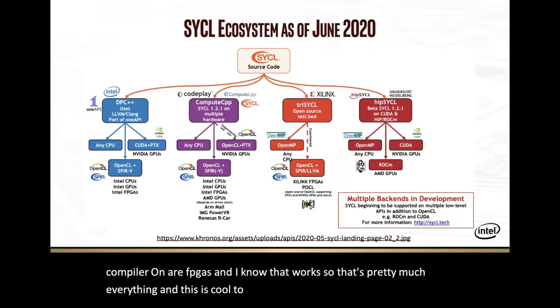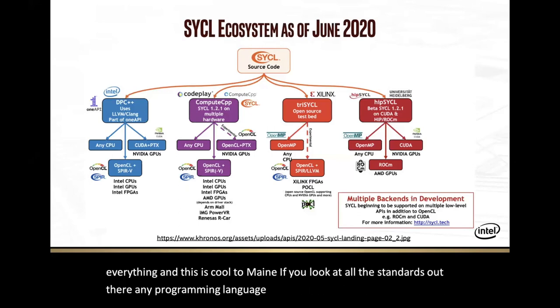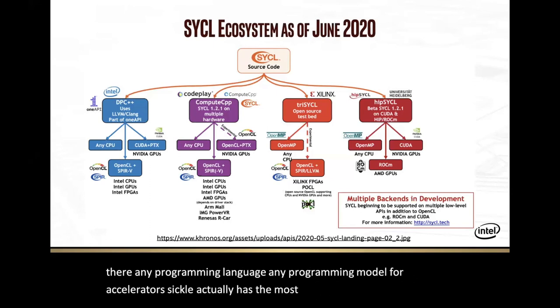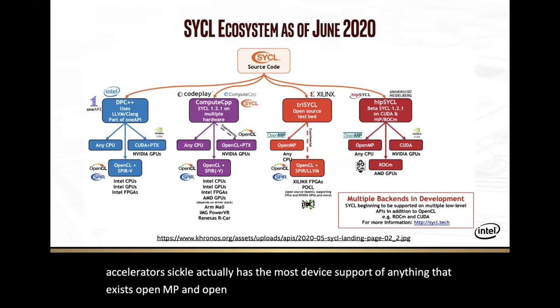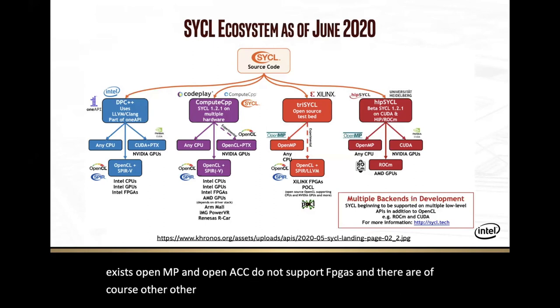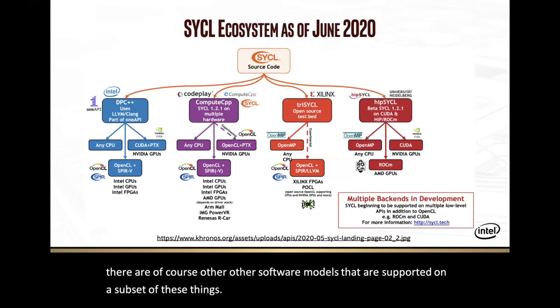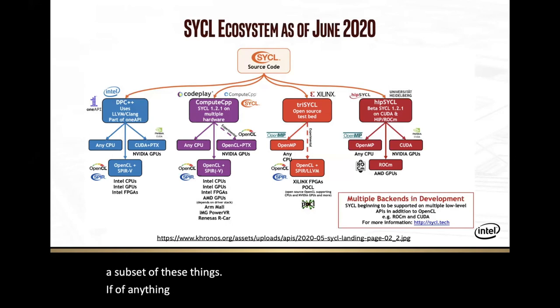If you look at all the standards out there, any programming language, any programming model for accelerators, SYCL actually has the most device support of anything that exists. OpenMP and OpenACC do not support FPGAs. And there are, of course, other software models that are supported on a subset of these things. If you know of anything that supports more hardware than SYCL, please do let me know. I'd be curious to know about it.